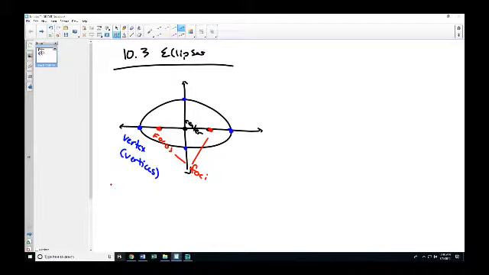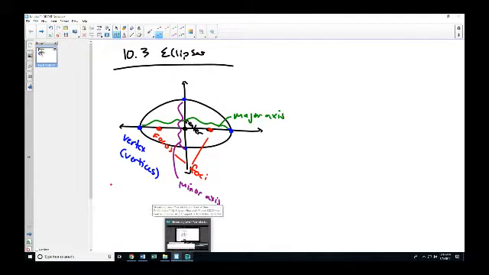Okay, which axis is longer? Right, on this one it is, but we can go up and down. This is called the major axis. And the other one will be called the minor axis. And again, we can move this to vertical as well.